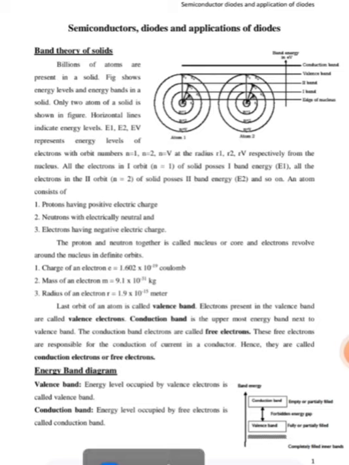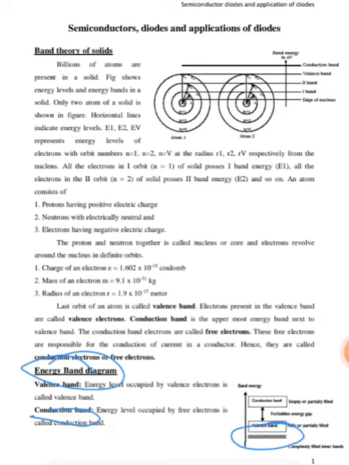Now let us try to understand what this energy band diagram is. In order to understand the energy of these atoms, understanding the energy band diagram is very important. In this energy band diagram, we have three important things: the valence band, the conduction band and the forbidden energy gap.